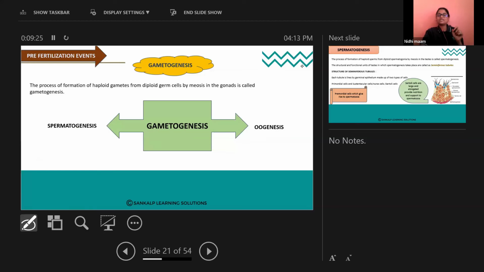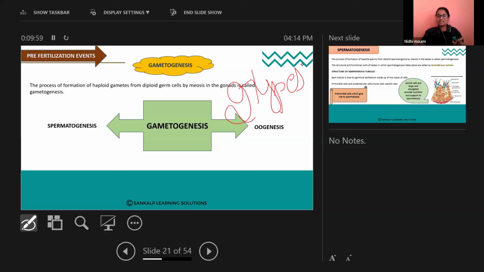In the seminiferous tubules, what happens? The spermatogenesis occurs. Now, the seminiferous tubule is lined by a germinal epithelium, and it has how many types of cells? Two types of cells. Very good. Pavitra and Anita Shirigami answered it. Yamuna Gowda answered through the chat box. Can anyone mention those two types of cells in the seminiferous tubule?